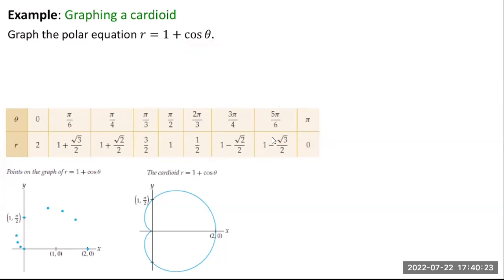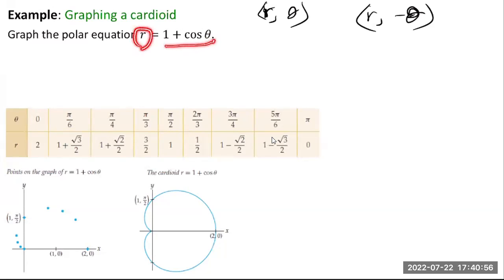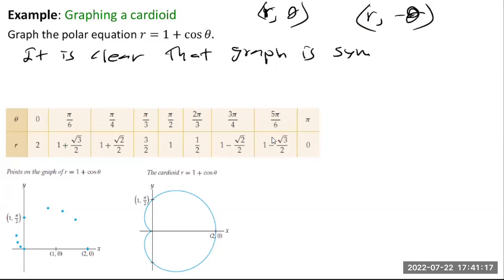Also notice that this is symmetric with respect to the x-axis, because you can easily show that if (r, theta) is on the graph, then (r, minus theta) is also on the graph. To see that, all you do is plug in minus theta here. It is 1 plus cosine of minus theta, but cosine of minus theta is just cosine theta. So it is the same thing as 1 plus cosine theta, which is equal to r. That means (r, minus theta) is also on this graph. It is clear that the graph is symmetric with respect to the x-axis.